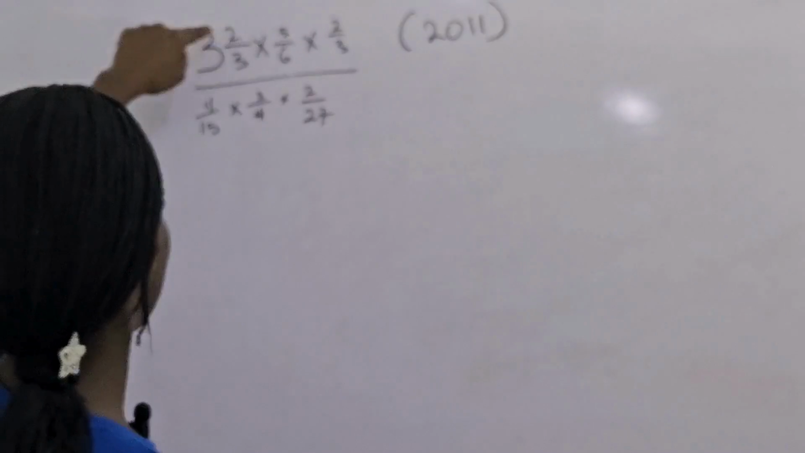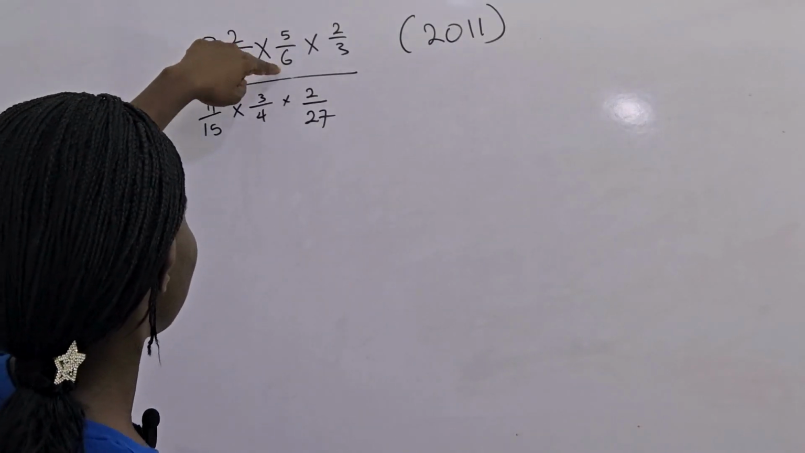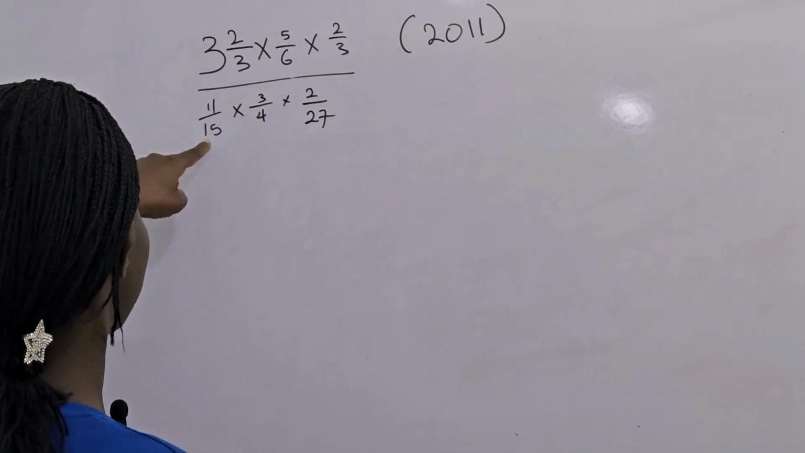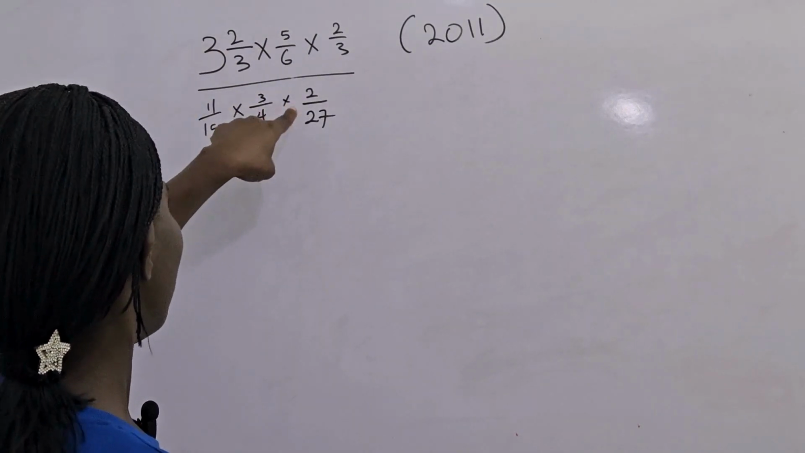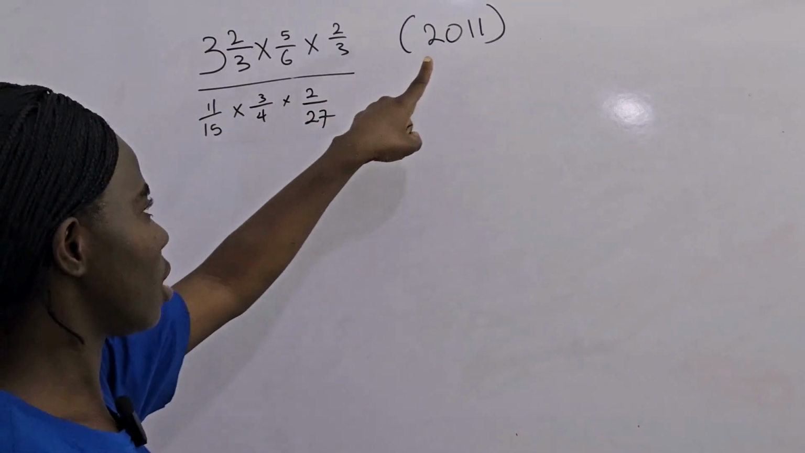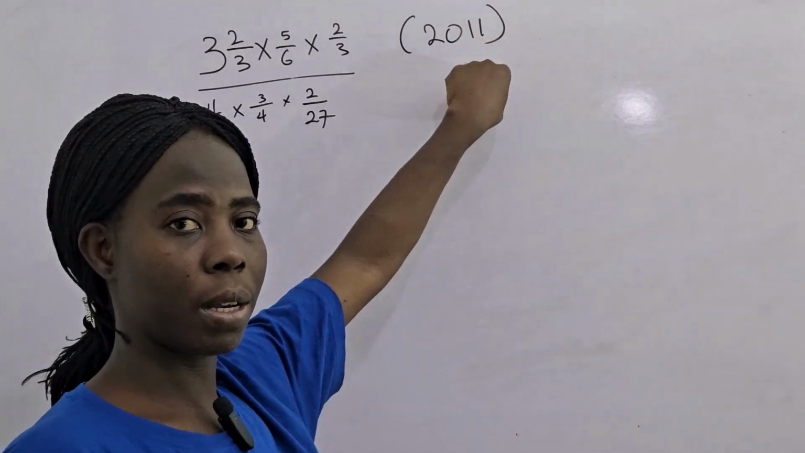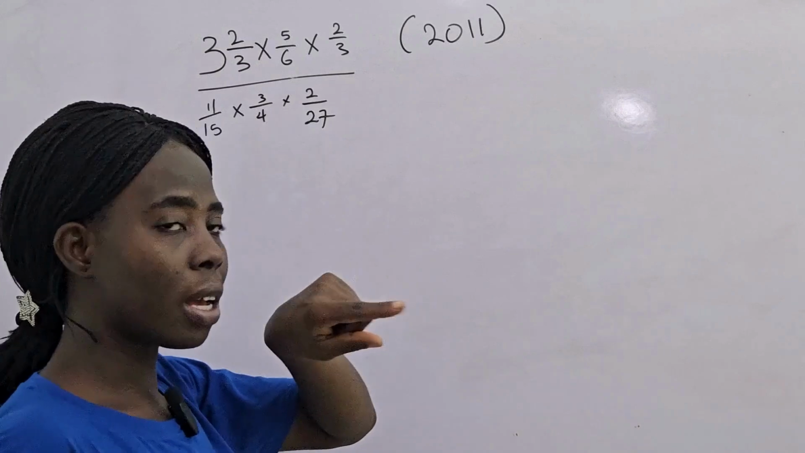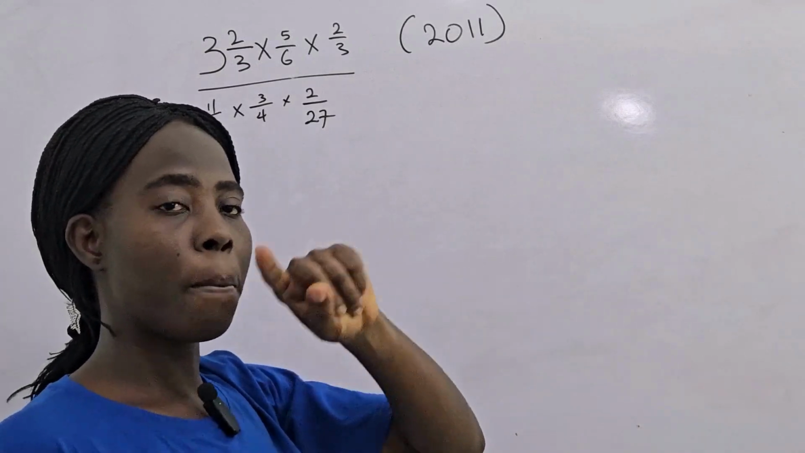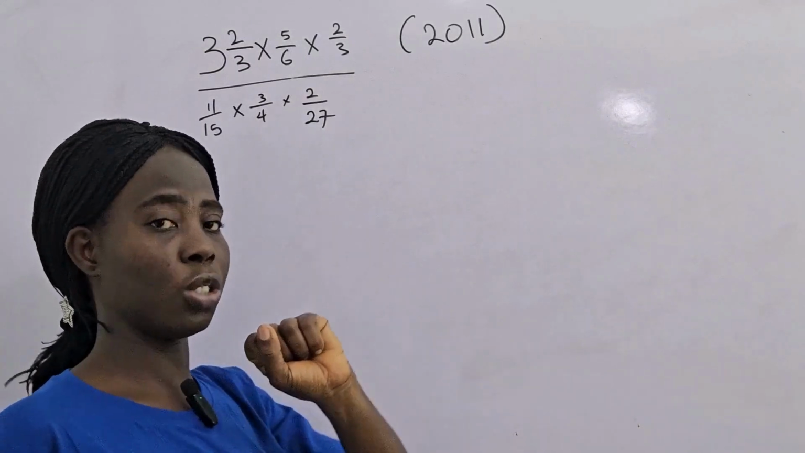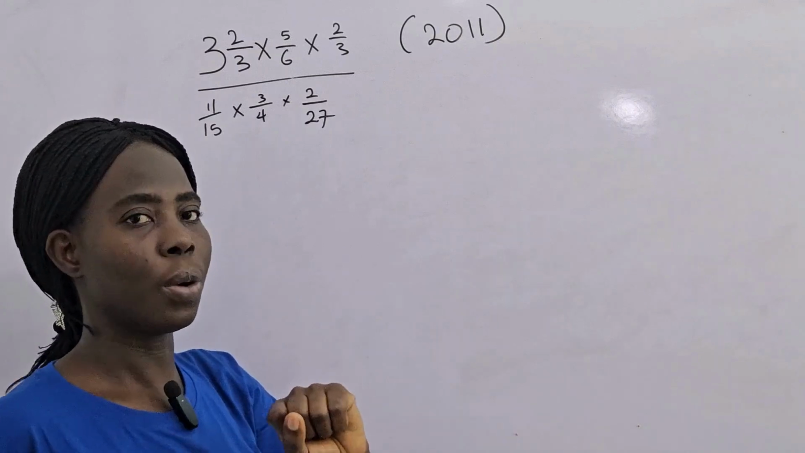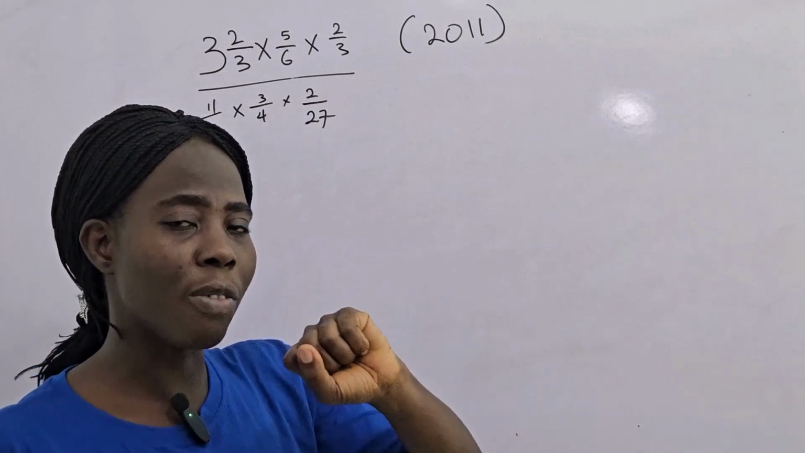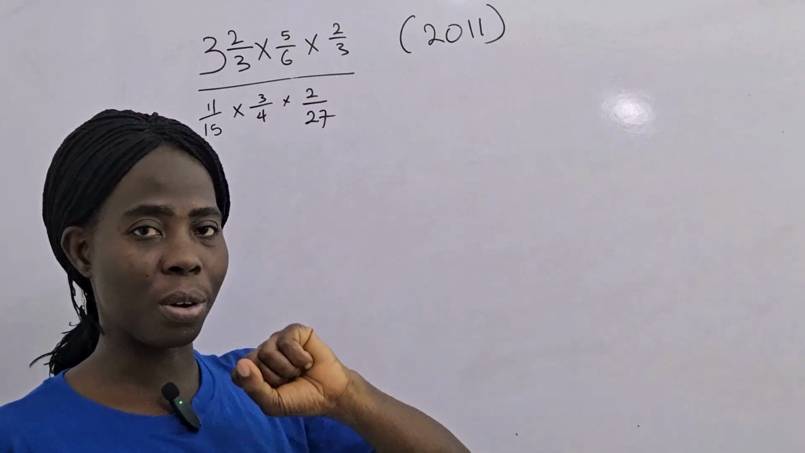Today we have 3 and 2 over 3 multiplied by 5 over 6 multiplied by 2 over 3. Then everything to be divided by 11 over 15 multiplied by 3 over 4 multiplied by 2 over 27. This is a question that was picked from 2001 JAMB past question. Now, fraction ought to be a walkover for you when it comes before you in your JAMB exam, because many of us have been solving fraction right from primary school. However, you still have to pay attention to it and make sure you solve it carefully so you will not pick the wrong answer.